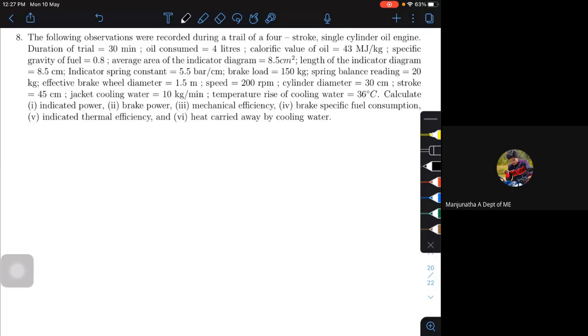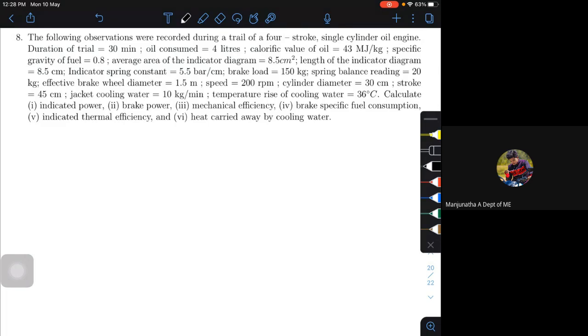They are given directly the delta T, that is T cold out minus T cold in. It is 36 degrees Celsius. So calculate indicated power, brake power, mechanical efficiency, brake specific fuel consumption, indicated thermal efficiency, and heat carried away by the cooling water. So instead of directly taking the heat balance sheet, I am trying to introduce how to calculate one of the heat balance items, that is heat carried away by the cooling water.